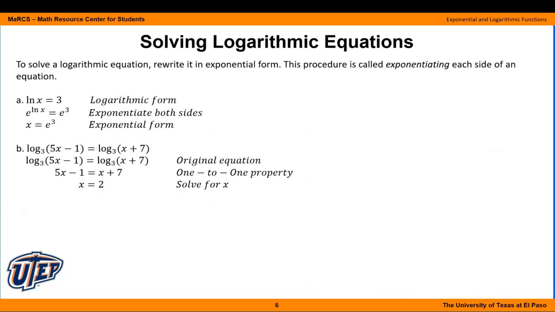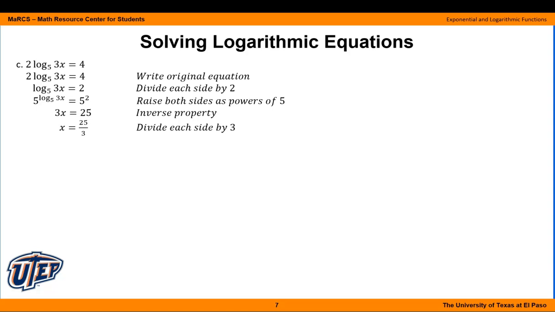Now let's solve logarithmic equations. In part A, we have the natural logarithm of x equal to 3. To remove the logarithm, we exponentiate both sides using base e. Since exponential and logarithmic functions are inverses, the logarithm disappears and we are left with x equals e cubed. Now let's look at part B. Notice that both logarithms have the same base. Because the logarithms are equal and have the same base, we can use the one-to-one property. We simply set the arguments equal to each other and solve the resulting linear equation. This gives us a solution x equals 2.